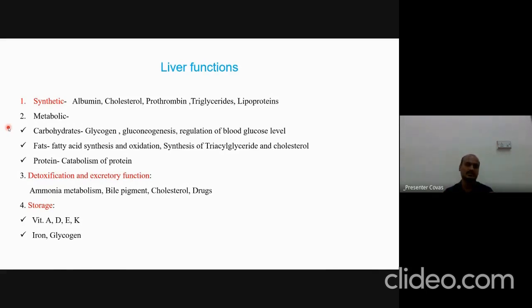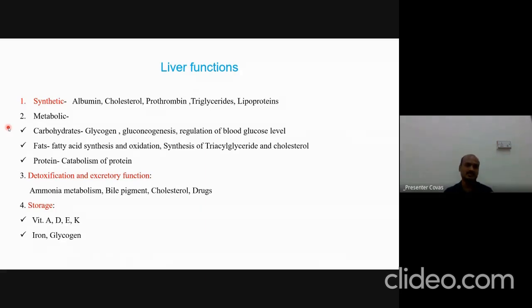That thing, this gluconeogenesis, happens in the liver. Then regulation of blood glucose level. Fatty acid synthesis and oxidation happen inside the liver. Then synthesis of triglyceride and cholesterol. So we saw the removal of cholesterol happens in the liver. Synthesis here as well happens in the liver, right? Triglycerides and cholesterol. Catabolism of proteins happens in the liver.